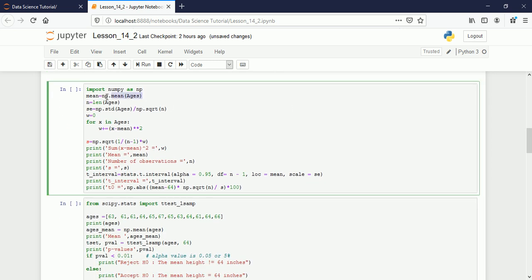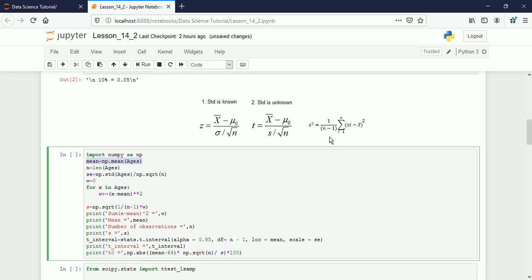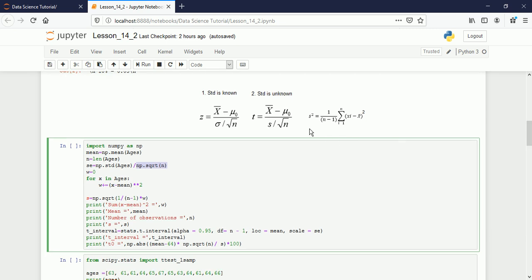So first I calculated the mean, because the mean is required. Then I need the sample size. Sample size n is equal to ln of each, so that will find the sample size for me. Then we calculate the standard error, which is equal to the standard deviation divided by the square root of the sample size, if you remember from the last lecture. Then we have to calculate S.